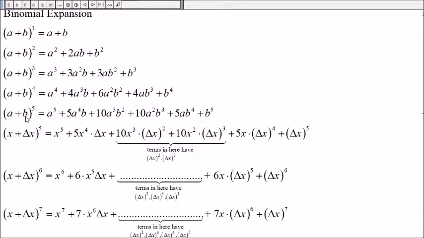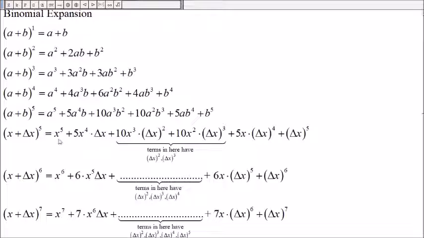And so instead of a and b, if we have x plus delta x, then x would be just like a, and delta x would be just like b. So we get x to the fifth plus 5x to the fourth times delta x, and then plus 10x to the third times delta x to the second, and then 10x to the second times delta x to the third, and then plus 5x times delta x to the fourth, and then plus delta x to the fifth.